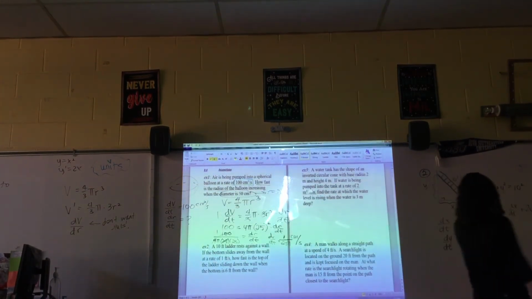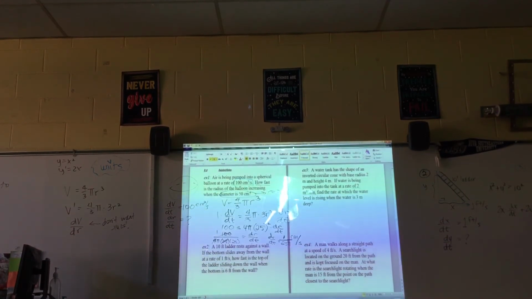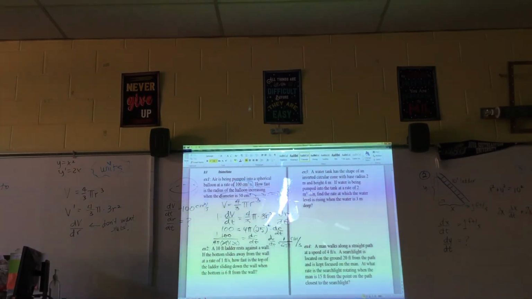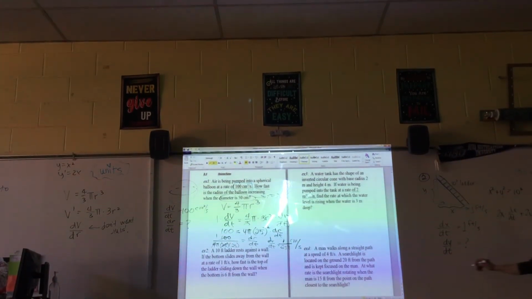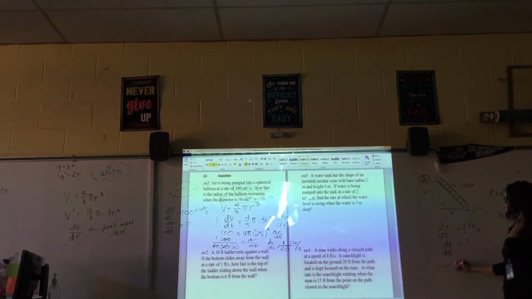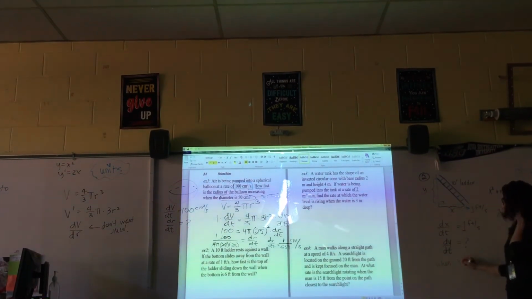We look at number 2. Okay, plug and chug with what I've got. I said that we have a 10-foot ladder, the bottom's sliding away. How fast is the top of the ladder sliding down the wall when the bottom is 6 feet from the wall? So when what? What is 6 feet? X, good.